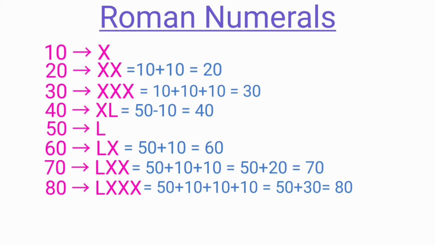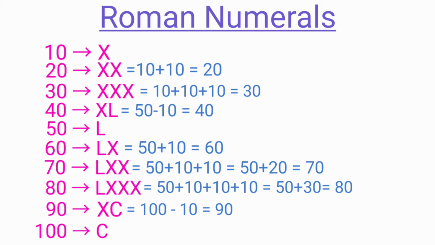Now, to write 100, we have symbol C. To write 90, we will place X on the left side of the C. According to the subtraction rule, the value of X will be subtracted from the value of C. That is, 100 minus 10 is 90. Now, let us try to write numbers between these numbers.